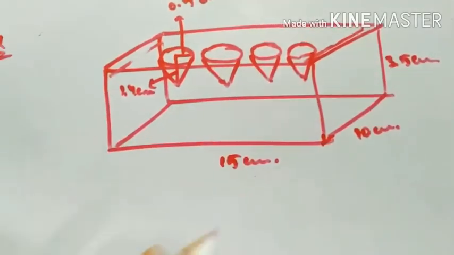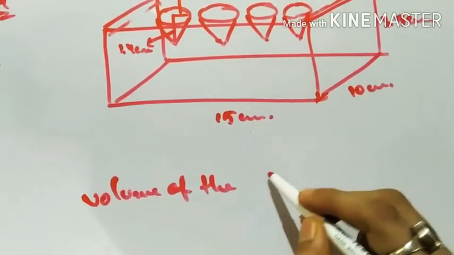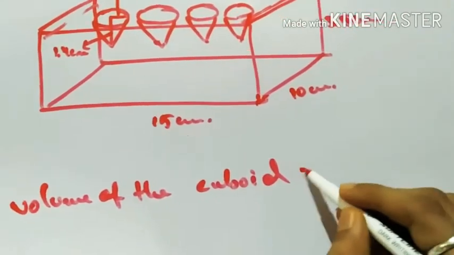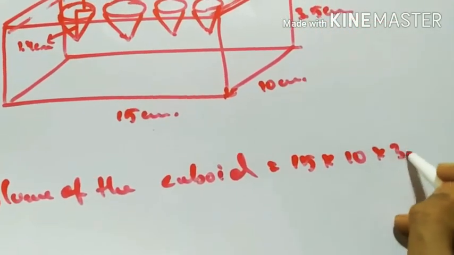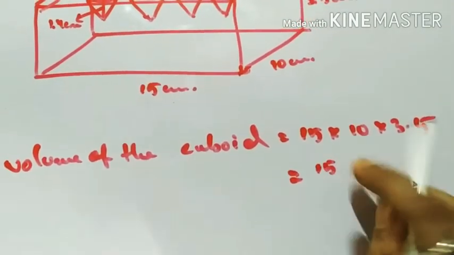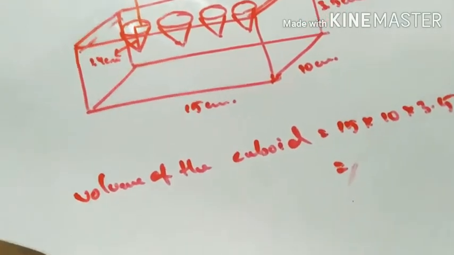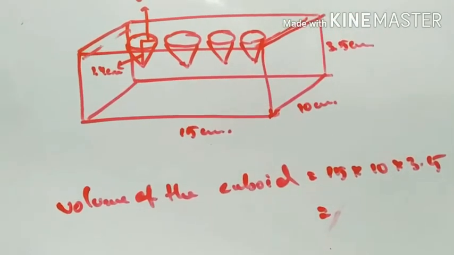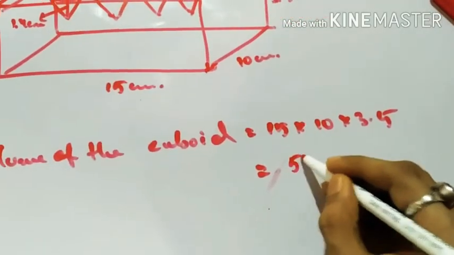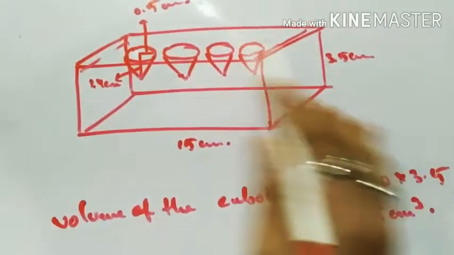So first of all, I will have to find the volume of the cuboid. Volume of the cuboid is equal to 15 into 10 into 3.5. I will get 525 centimeter cube. Volume of the cuboid, it is this much, the whole cuboid.